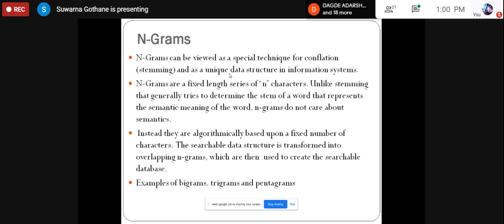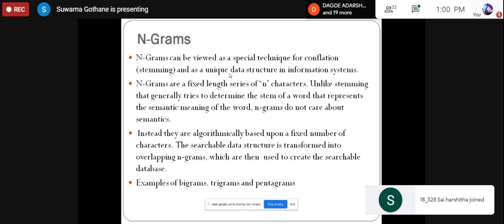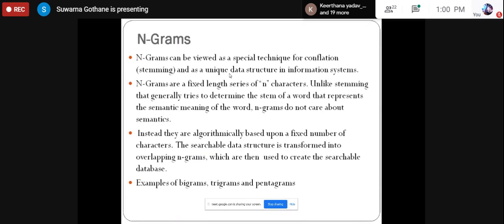So engram is nothing but a special type of data structure, and in that we have a fixed size of characters, or a fixed length that we use for breaking our data into segments. So we are dividing or segmenting our data or characters into equal size or fixed size of width. So that is called the engram approach, which does not focus onto the semantics, but it focuses onto the concept of breaking the words into fixed sizes or fixed length.